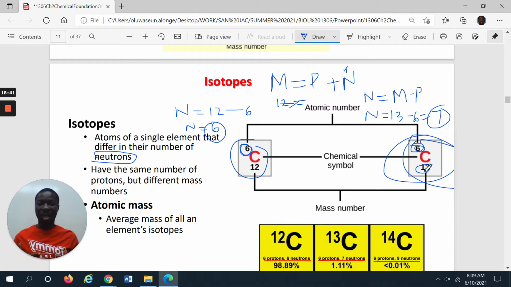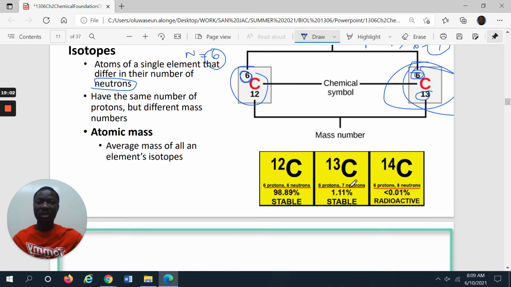That is an isotope. And obviously, if they have the same proton number, but different neutron number, then they are going to have different mass number or atomic mass. Does that make sense? Thank you. Don't forget, atomic mass is the same as mass number in this case. So look at this.